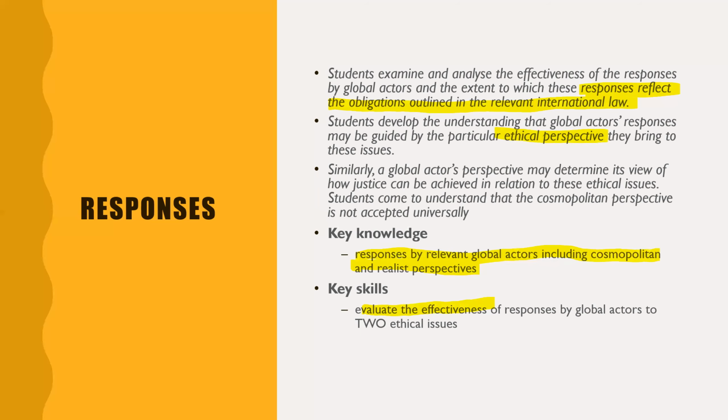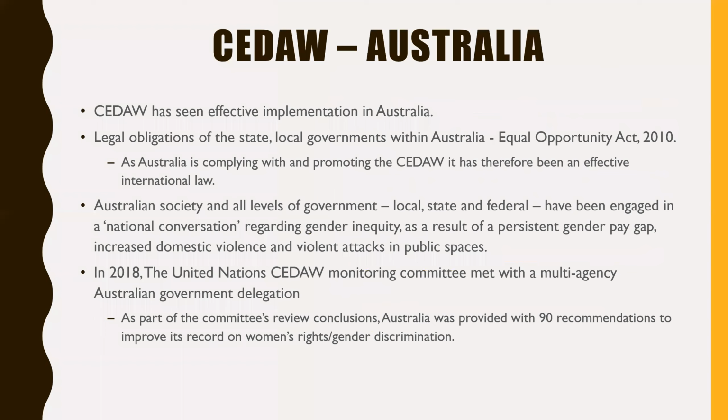So let's get into our first international law, and that is CEDAW and Australia. Australia has been quite effective in upholding the obligations under CEDAW. We have included sex discrimination in state and local governments within Australia. In Victoria, we have the Equal Opportunity Act, and in the Equal Opportunity Act, there's Article 6, which includes discrimination against all areas of sex. That aligns with CEDAW Article 3. So we are upholding the rights in here, and we have effectively complied with CEDAW.